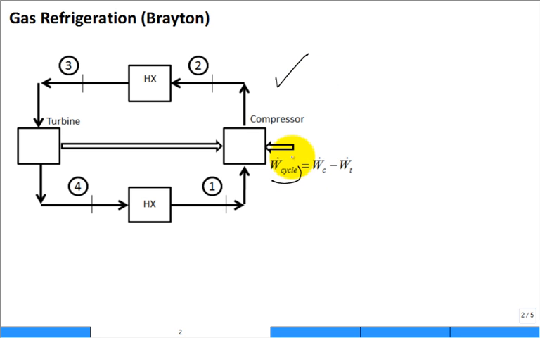Yes, you don't have to supply all of the power to the cycle because that turbine will produce some, which will help drive that compressor, but there will be some net power to make the refrigeration cycle work. There will be some net power.